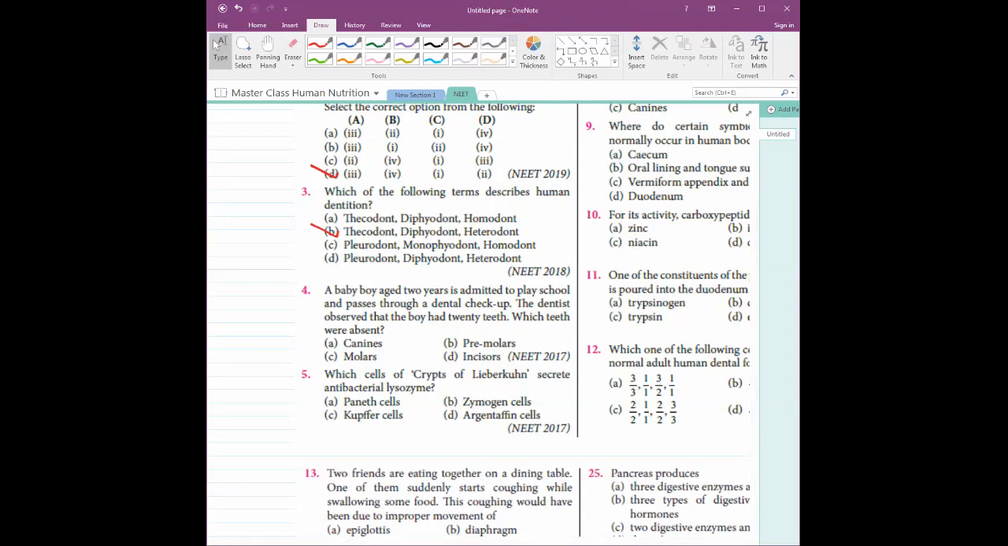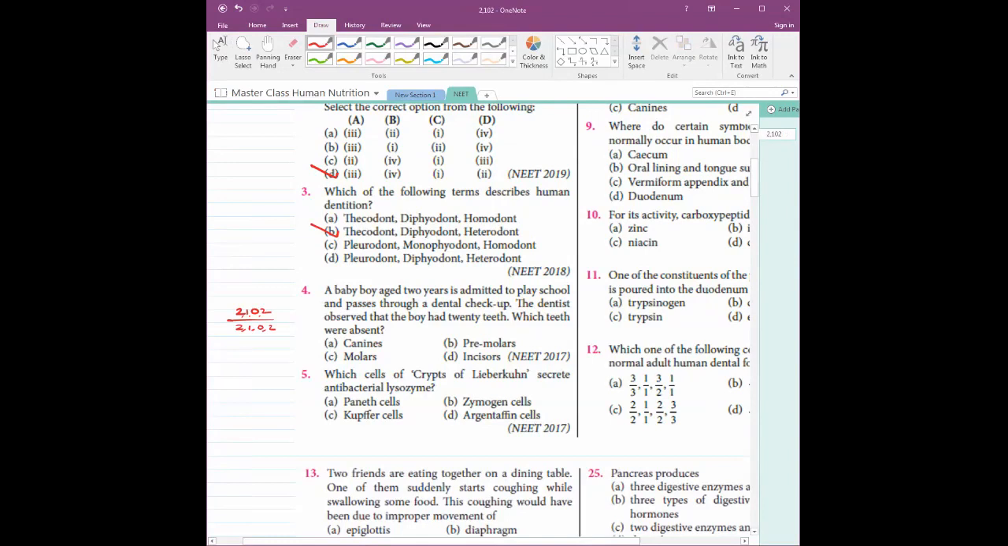I told you guys, some textbooks will tell you that it is 2120 upon 2102. But remember, it is 2102 by 2102. So guys, which teeth are missing over here? Quickly.